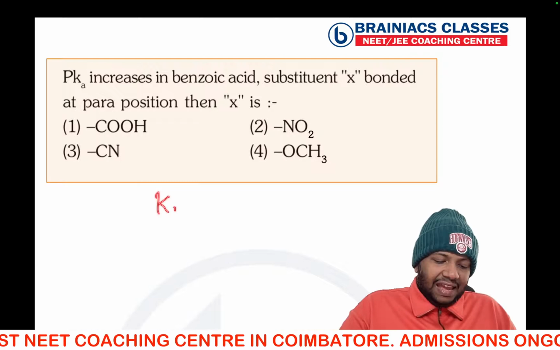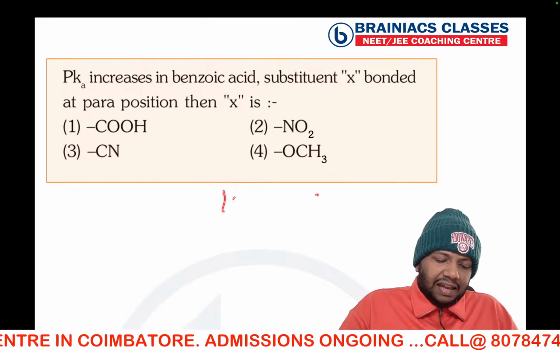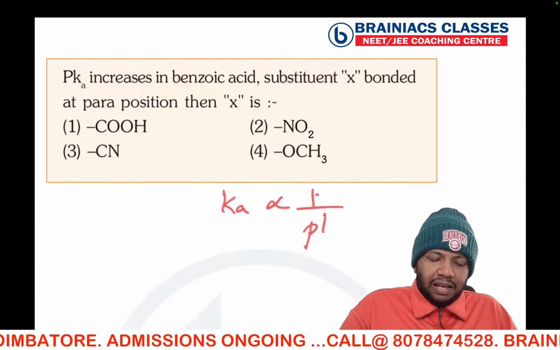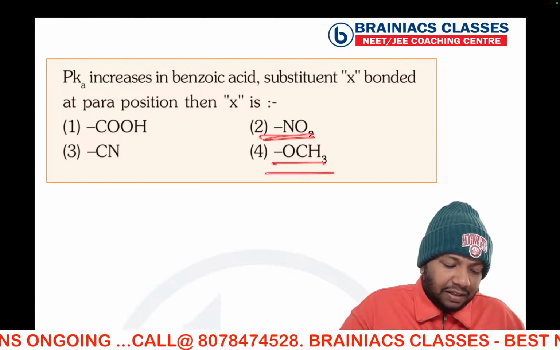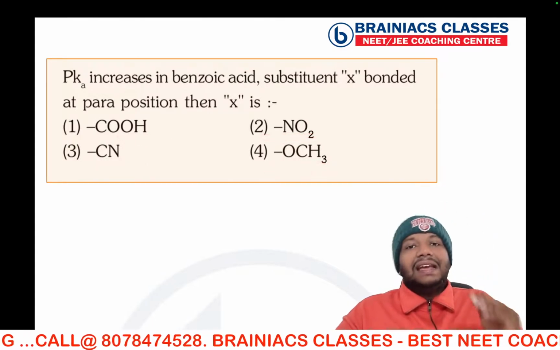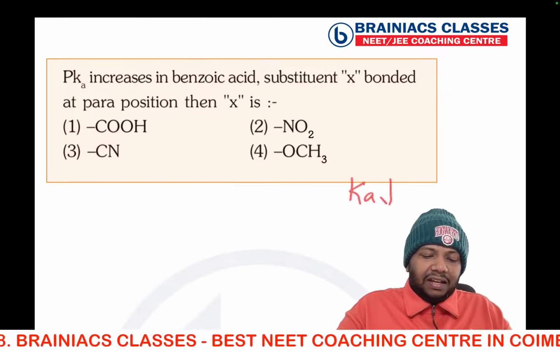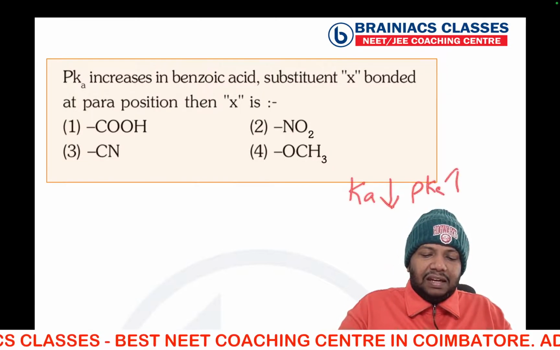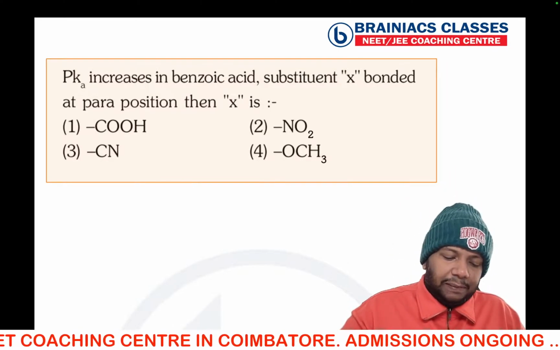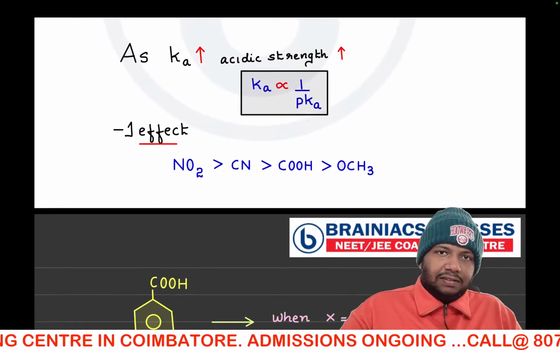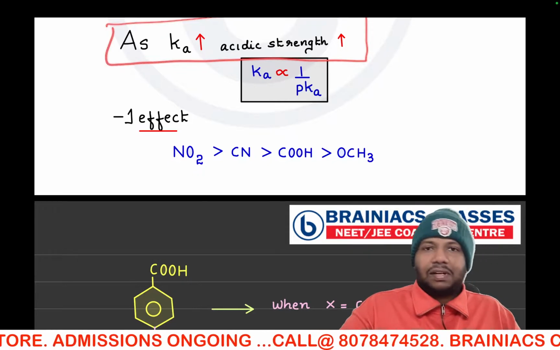We know that Ka is directly proportional to acidic strength, and Ka is inversely proportional to pKa. So they are indirectly asking which of the following groups, if you place at the para position of the benzoic acid, its acidic strength should decrease. If acidic strength decreases, it means Ka decreases and pKa increases. Clear? I hope you understood the question. Very, very important. You should take a screenshot if you require. As Ka increases, acidic strength increases.